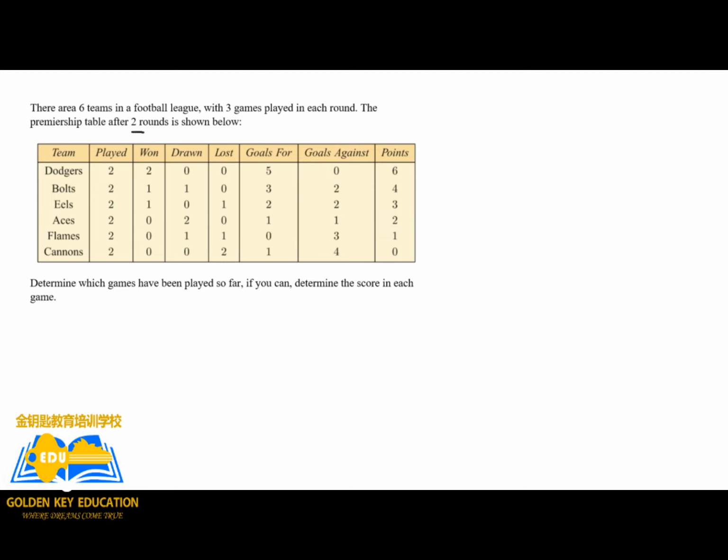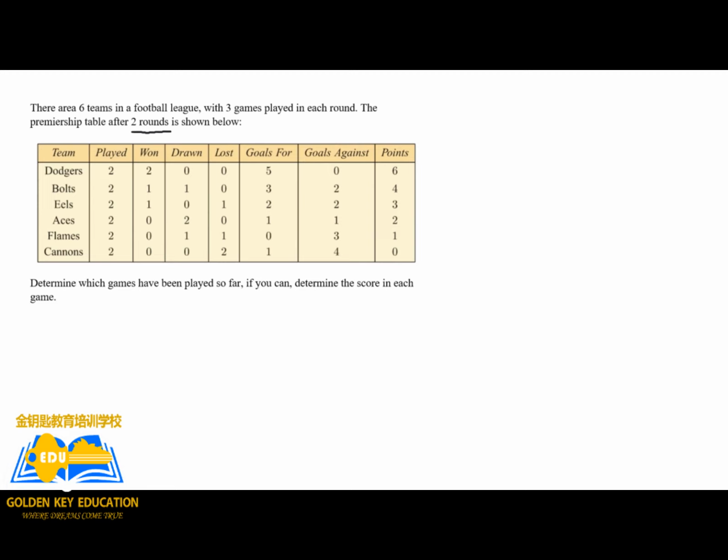So first thing we need to understand is we need to highlight this point. There are only 2 rounds being played. Being listed in this table, we have actually 6 different teams. The question is asking you for which games have been played so far. Basically, it's asking about which team against which team, and also, if you can, determine the score in each game. Some of you guys might be thinking I'm joking. How can you predict so much more information from just a list of table? Well, actually, it's not that hard if you try to pinpoint the key part of this question.